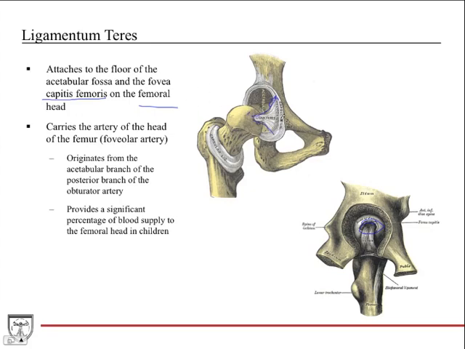And within this ligament there's often an artery called the artery of the head of the femur, also known as the foveolar artery. And this originates from the acetabular branch of the posterior branch of the obturator artery. So you have the obturator artery traveling in here, and then you have the posterior branch, anterior branch. So then you have an acetabular branch that comes off like this, and that gives rise to this artery of the head of the femur. And actually in children, it provides a significant percentage of the blood supply to the femoral head.